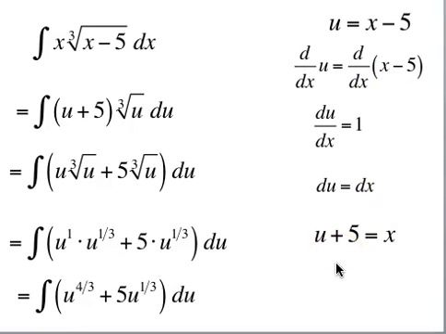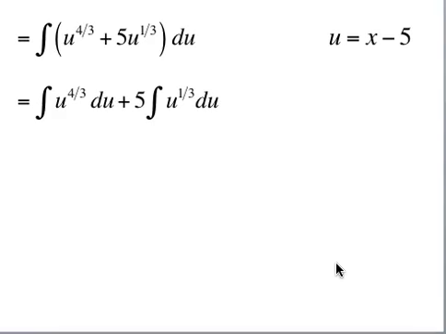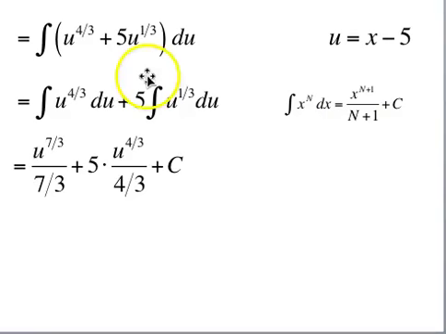Using our power rule, integral of x to the n is x to the n plus 1 over n plus 1. But I'm going to break this up first. Integral of u to the 4/3 plus integral of 5u to the 1/3. Pull the 5 out in front to make that a little simpler. All right. 4/3 plus 1, 4/3 plus 3/3 is 7/3. u to the 7/3 over 7/3. Similarly, 1/3 plus 1, 1/3 plus 3/3 is 4/3. u to the 4/3 over 4/3, using our power rule here, integral of x to the n dx, x to the n plus 1 over n plus 1.